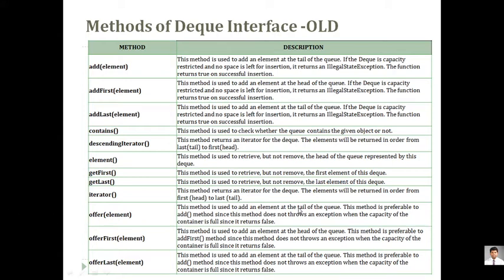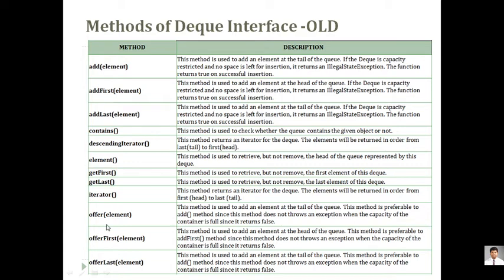If you want to add an element at the tail of a queue, it is preferred to go for an offer. Now, what are offer first and offer last? These are the two functions. This method is used to add an element to the head of the queue. So you specify the head of the queue, and you can add an element at the head of the queue. This method is preferable to add first.